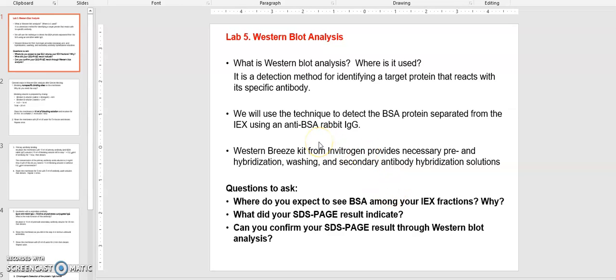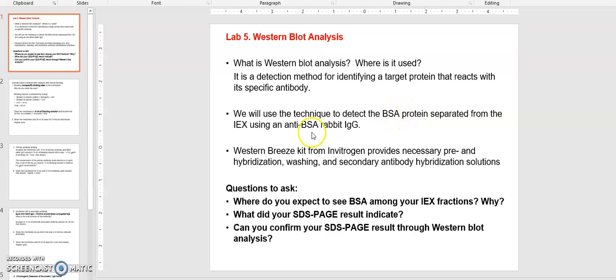Okay, so when you did the ion exchange chromatography separation of two proteins, equine myoglobin and bovine serum albumin, two proteins were separated into two different peaks according to our chromatogram, and hopefully we will detect one of those two proteins using an antibody that recognizes that protein. In this case, we have a polyclonal antibody that detects BSA protein. So we'll try to identify BSA protein and see if that is really BSA.